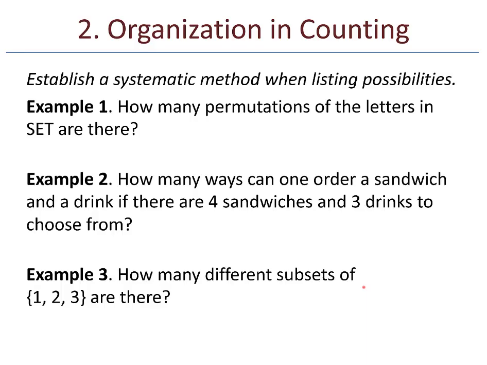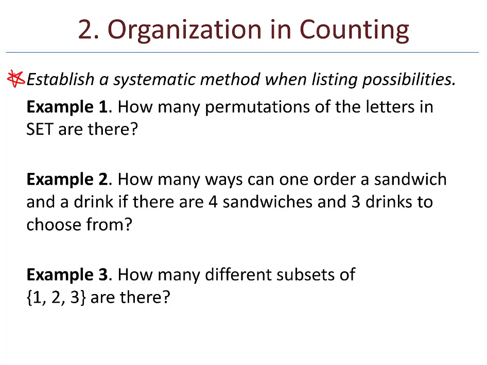Big idea number 2, organization in counting. Basically, establish a systematic method when listing possibilities. Sometimes problems are small enough that you can solve them brute force. You don't need complicated equations. You can just write out all the possibilities and determine a solution.